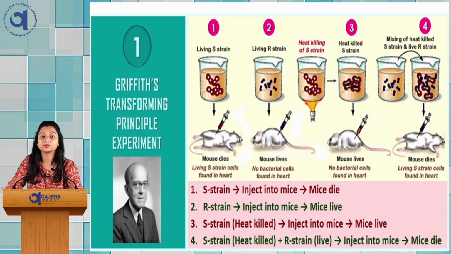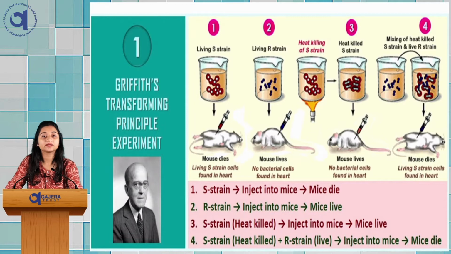Because the S strain was killed, it was no longer able to cause any disease to the mice, and so the mice remained alive. And finally, he thought of a different concept, where he took the heat-killed S strain together with the live R strain.